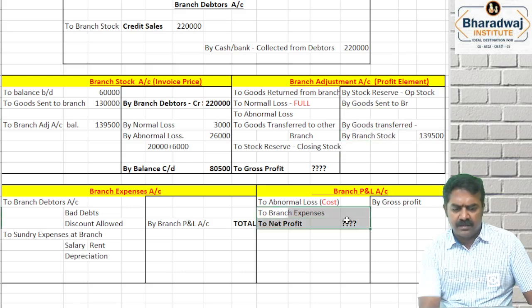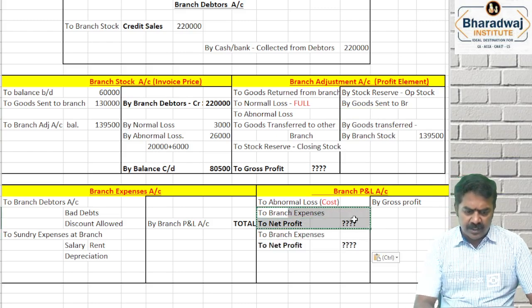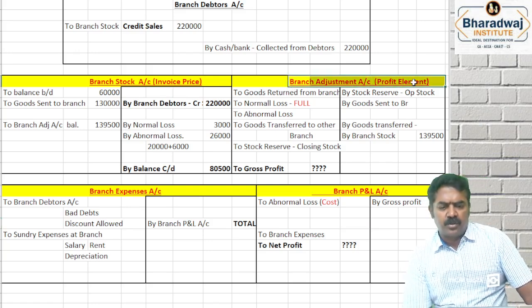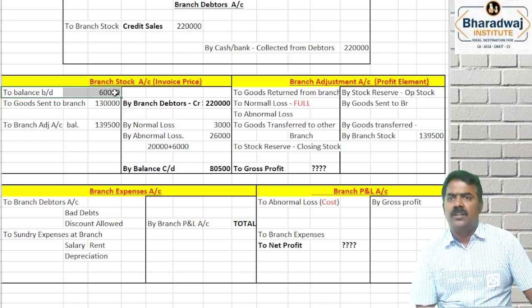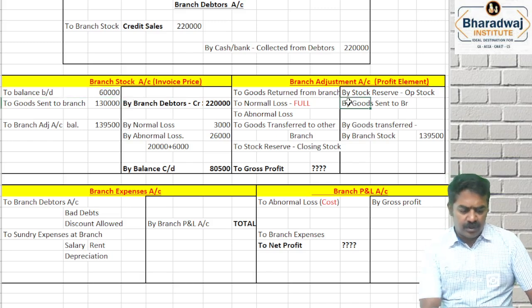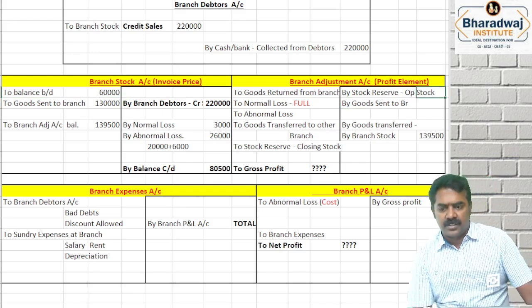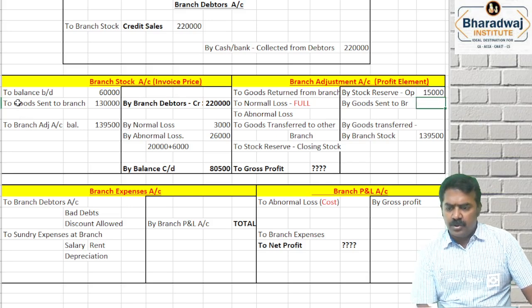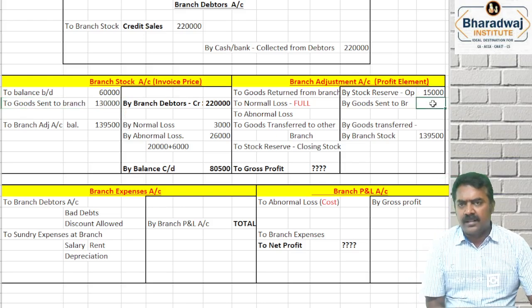Then, what is the next one? You have to prepare branch adjustment account, profit element. On the debit side item, you have to remove the loading, on the credit side, stock reserve on the opening stock. How to remove the loading? 60,000 into 1 by 4 will be 15,000. On the goods sent to branch, 1,30,000 into 1 by 4.